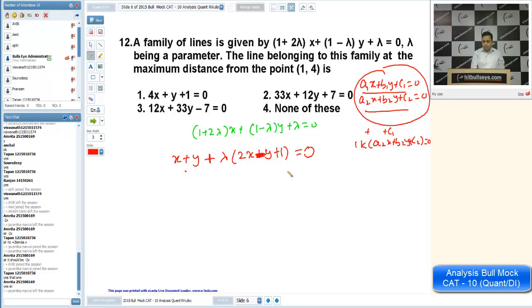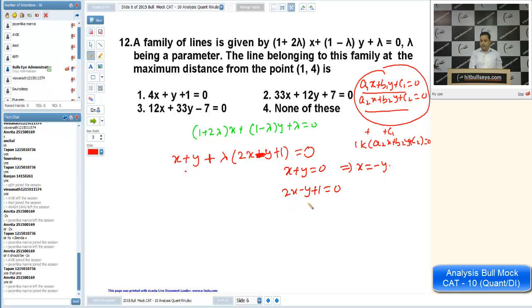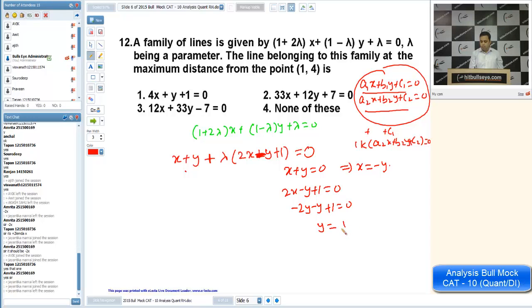So the lines are x plus y equal to 0 and 2x minus y plus 1 equal to 0. So from here we can say that x is equal to minus y. Now put this value of x is equal to minus y here. You will get minus 2y minus y plus 1 equal to 0, or y equal to 1 by 3. And from here x is equal to minus 1 by 3. So point of intersection is minus 1 by 3 and 1 by 3. So this is a point of intersection.